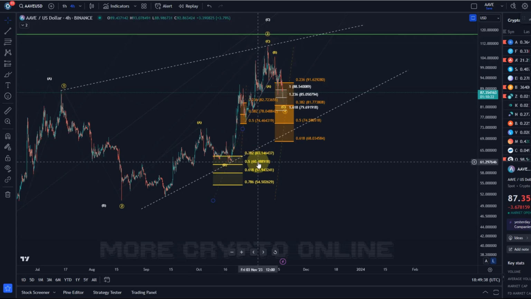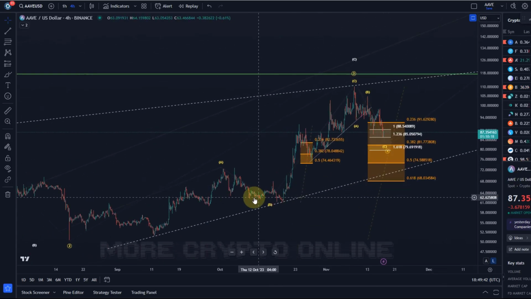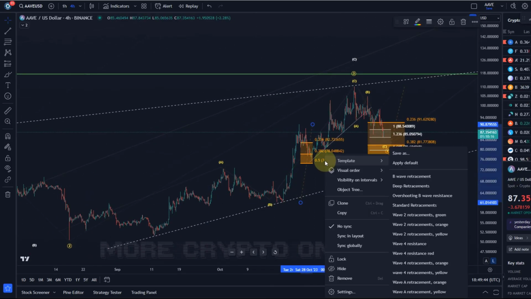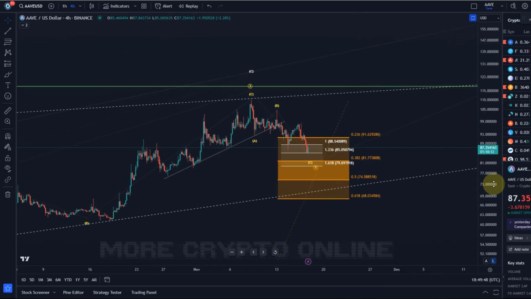Amazing entry point. I will hide that now. We want to keep the chart clean. We had another one for anybody who missed it, which was down here, which I'm going to hide now as well. And now we are again in a support area, which is quite large.